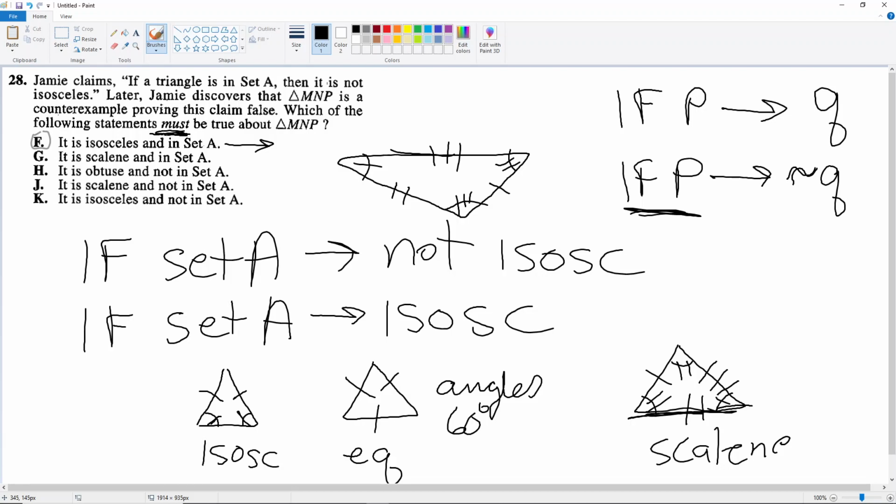J, it is scalene and not in set A. Oh, I'm sorry, H is not in set A. Boy, I'm going on and on about things that aren't true. H says not in set A. If it's not in set A, we can't say it's a counterexample of our original statement, because the original statement is if in set A. So if not in set A doesn't tell us anything about what's in set A.